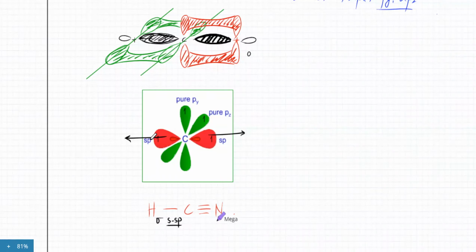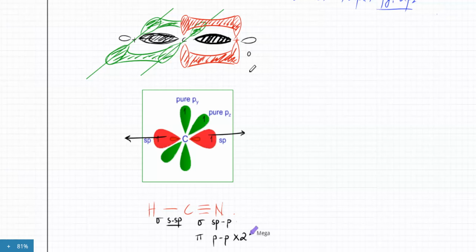The same thing happens over here. Who's forming the sigma bond? There are two pi bonds, but the sigma bond is the sp hybrid carbon atom orbital overlapping with nitrogen's p orbital. And who's forming the pi bonds? They are always formed when a p orbital overlaps with another atom's p orbital, and there are two of them. So that's pretty much it.